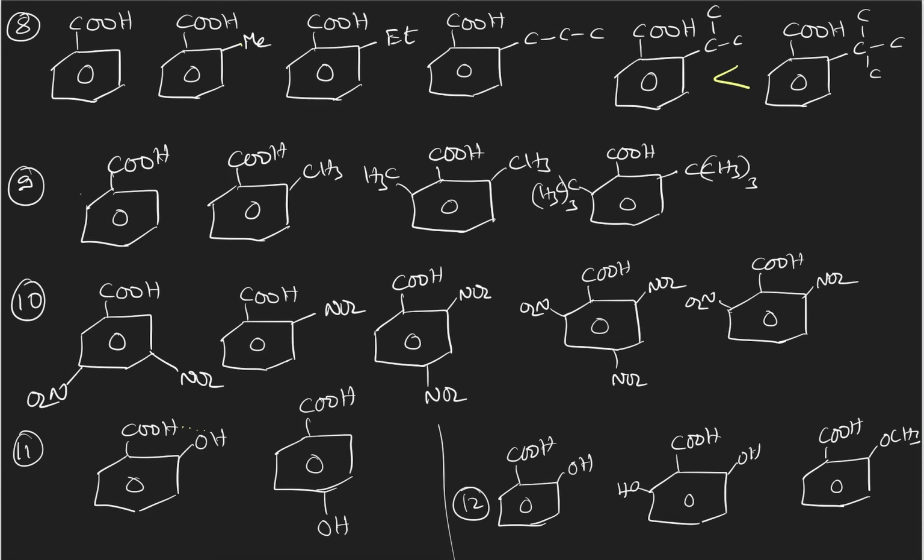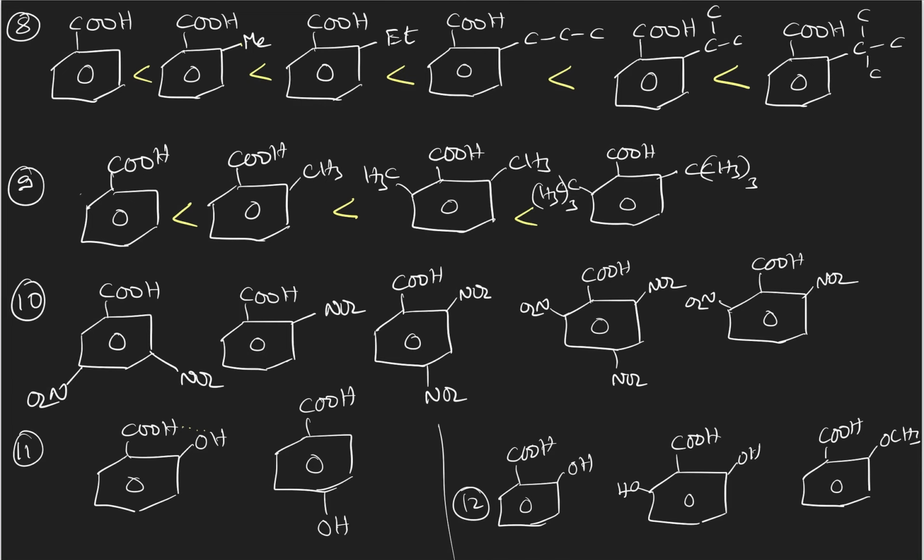Therefore, the acidic strength order is like this. Then coming to the 9th example, the first compound has no ortho effect. The second compound has one ortho effect, the third compound has two ortho effects, and the fourth compound has two ortho effects with bulky groups.